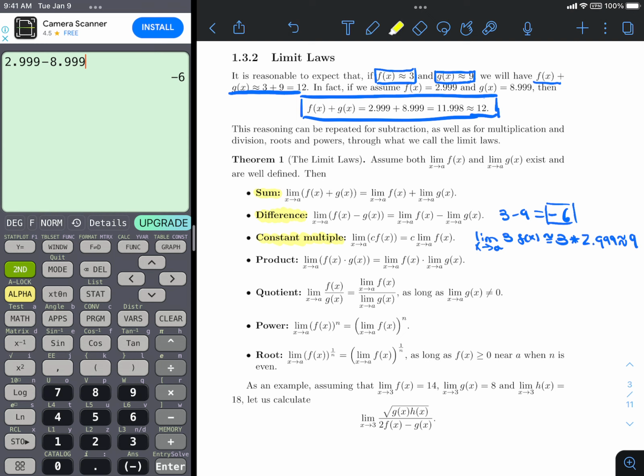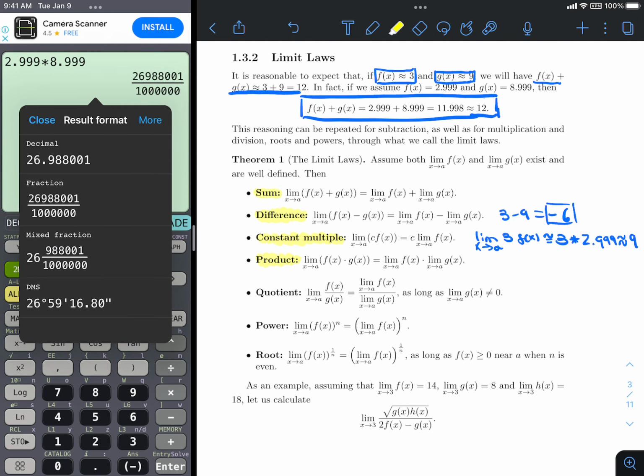So the same works with products, and I can also outline that for you. For example, if 2.999 were multiplied by 8.999, of course, the result is like 26.98, which is almost 27, which is 3 times 9. So it's very, very close.